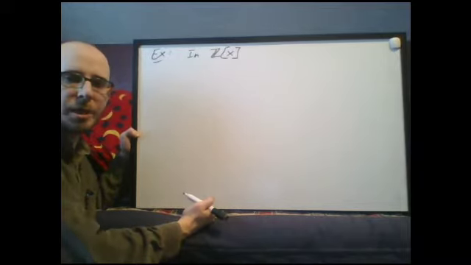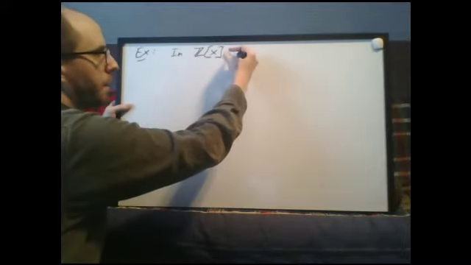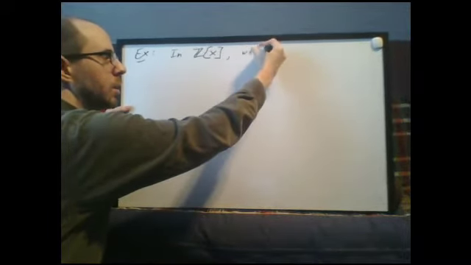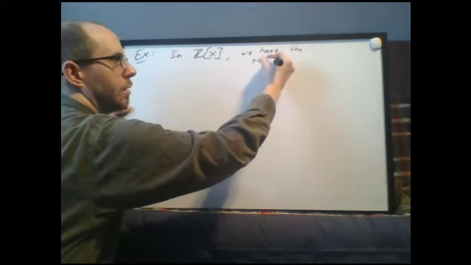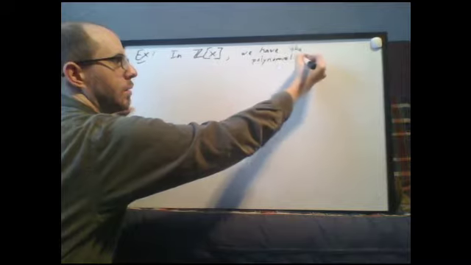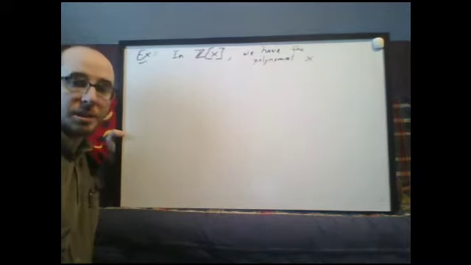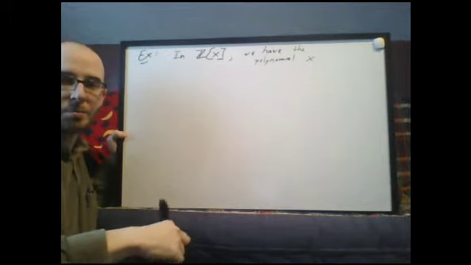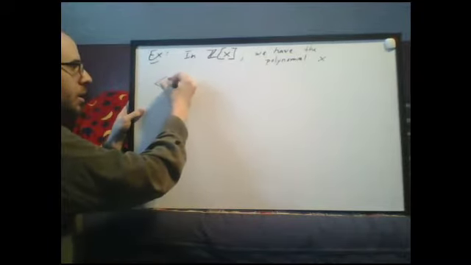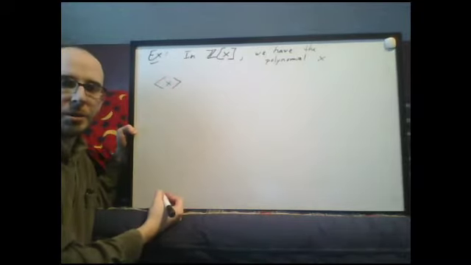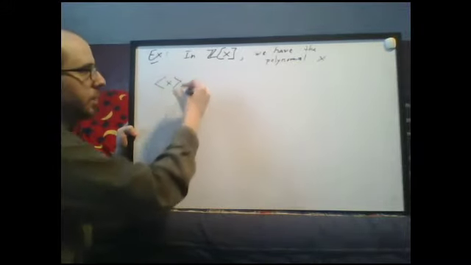In the polynomial ring ZX, we've got the polynomial x, so the polynomial that's just x, that's 1 times x plus 0, that's a polynomial. Let's look at the ideal generated by that polynomial. So this is an element of ZX, so then it generates an ideal.